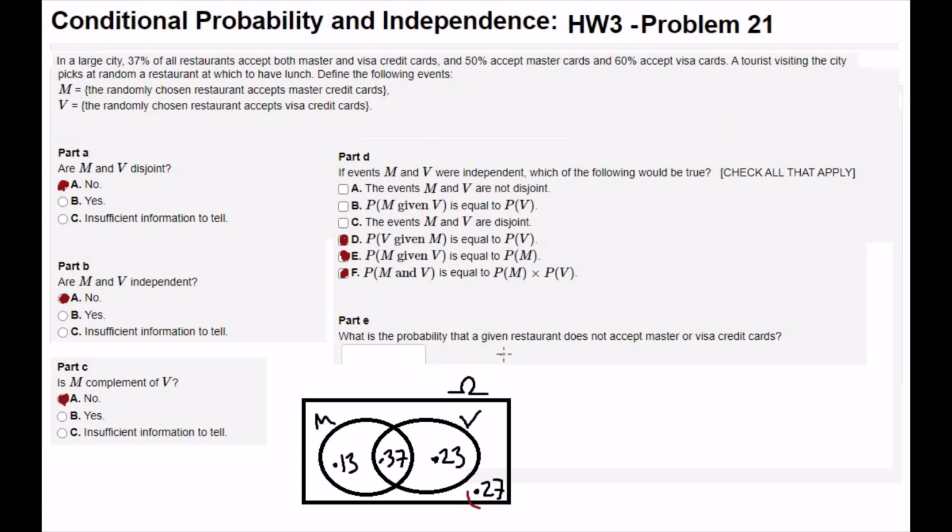What is the probability that a given restaurant does not accept Master or Visa credit cards? Already here in the Venn diagram, 0.27.